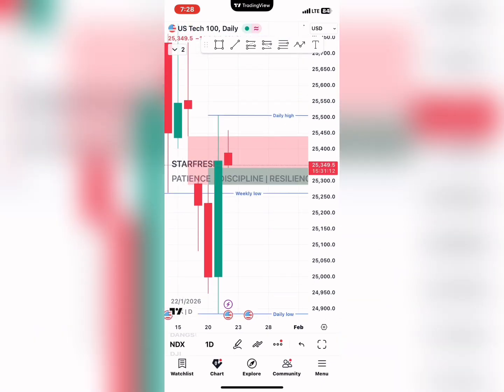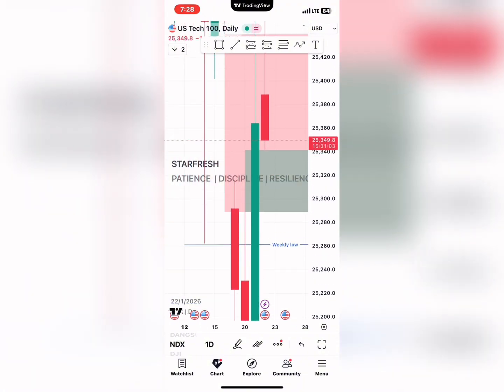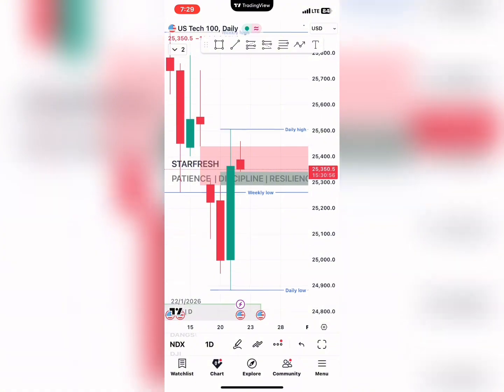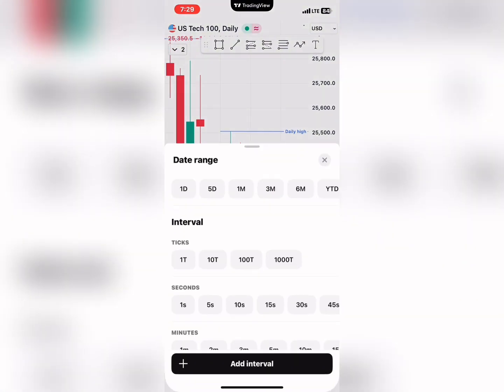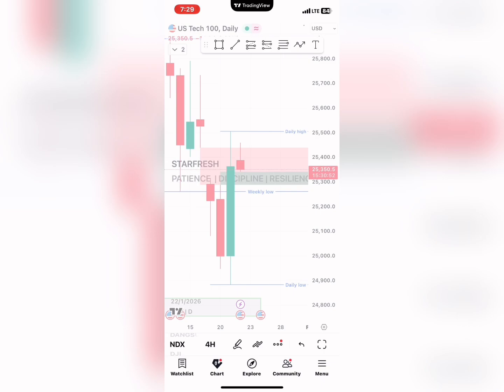So now we pumped aggressively and closed above the previous daily high. This is a sign of reversals. This was a fair value gap to the downside before, but now we swept the liquidity and closed there. That means that fair value gap is now a buy fair value gap.